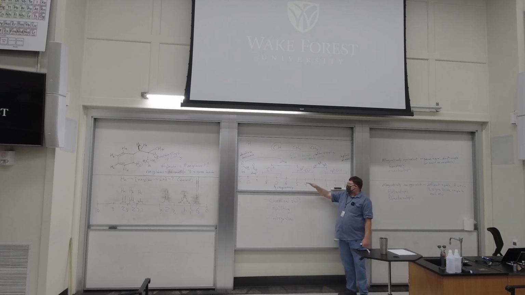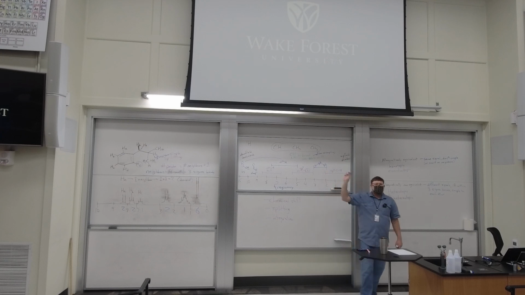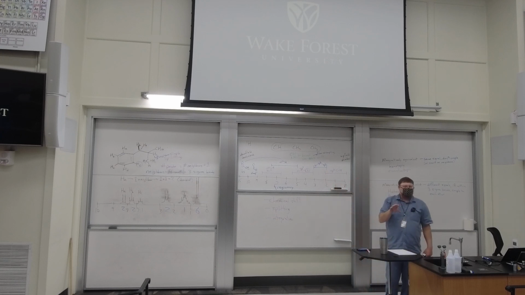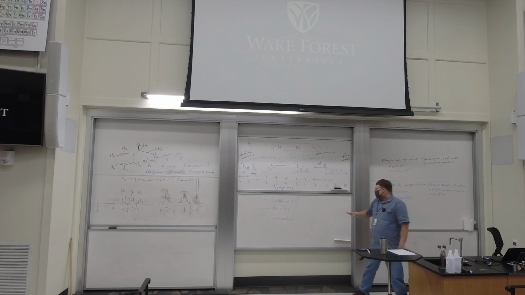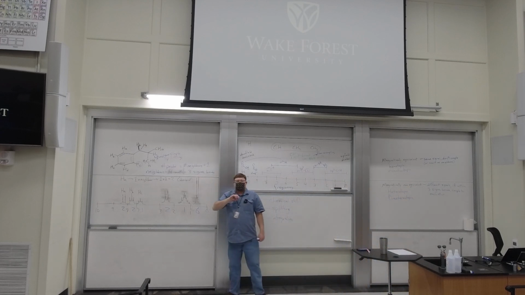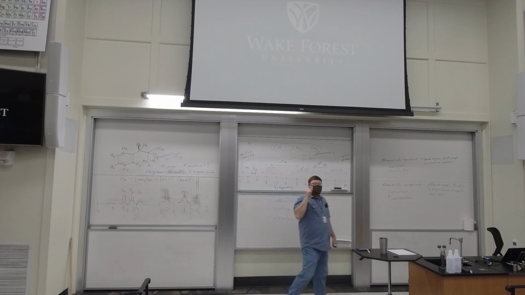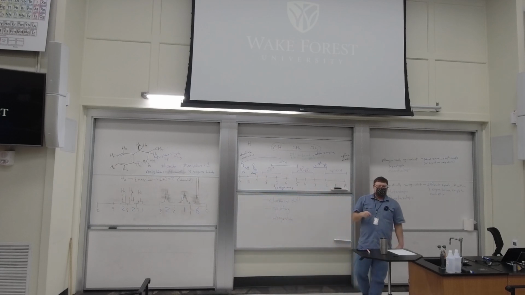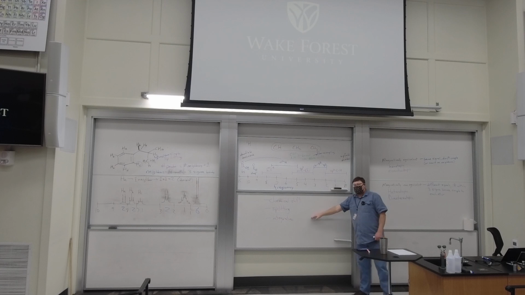A proton NMR gives you these 3 pieces of data. Chemical shift, which tells you the electronic environment of the proton. Splitting, which tells you how many protons are within 3 sigma bonds of the proton making the signal. And integration, which tells you how many protons are making that signal.